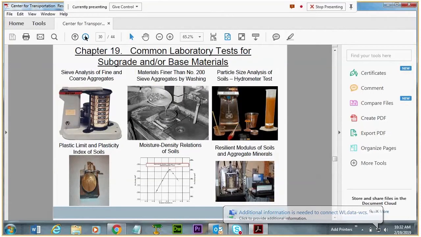The common laboratory tests for some of the subgrade and base materials are known. There's nothing new here for you other than the fact that some young engineers or inexperienced engineers need a reminder of some of these laboratory tests that they can do. Next slide, please.